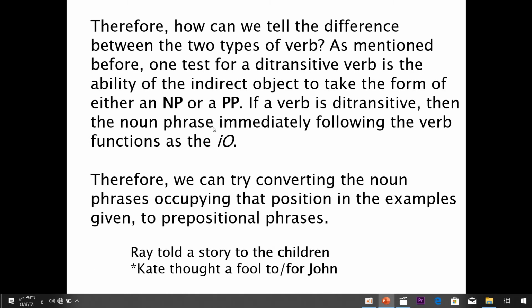If a verb is transitive, then the noun phrase immediately following the verb functions as indirect object. Therefore, we can try converting the noun phrase occupying that function in the examples given to a prepositional phrase, and that will not work. That doesn't go. Rami told the story to the children. Kate thought a fool to or for John. So the second one doesn't have meaning because that doesn't go in English syntax or grammar or even semantics.